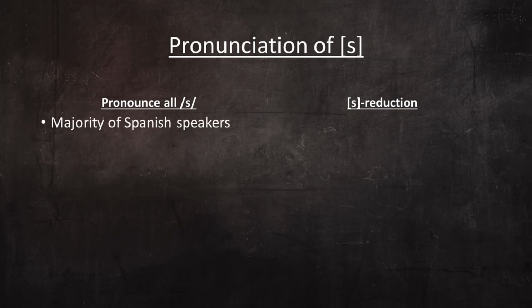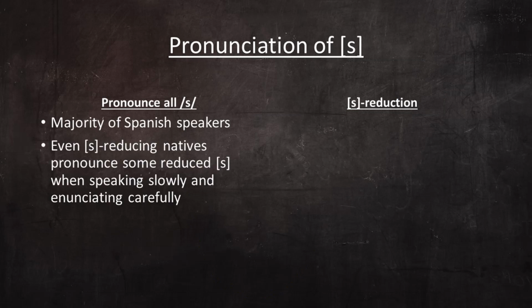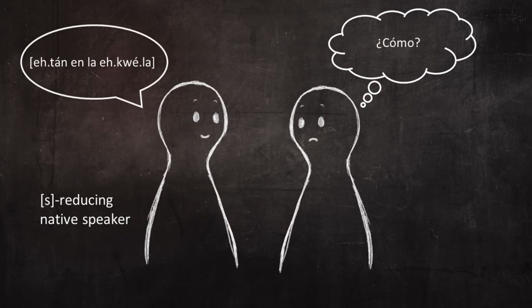Well, consider that a majority of Spanish speakers worldwide pronounce all S's all the time. And even S-reducing native speakers pronounce normally at least some reduced S's when speaking slowly and enunciating carefully. Moreover, pronouncing all S's normally doesn't create confusion or misunderstanding between speakers of different dialects, while omitting some S's has the potential for confusion. Native Spanish speakers who pronounce all their S's sometimes say that they have to listen a little more carefully in order to keep up with S-reducing natives. But to my knowledge, the reverse is not true.